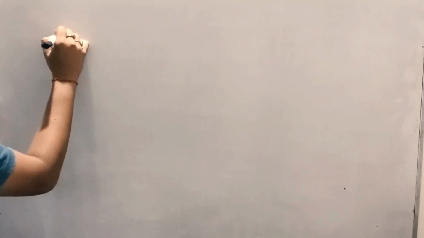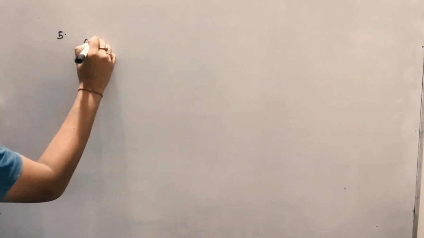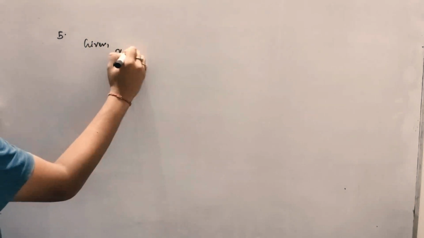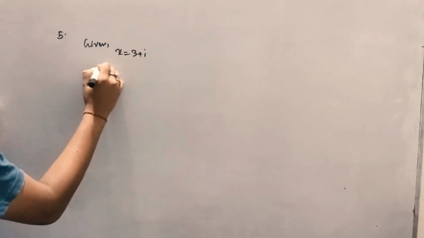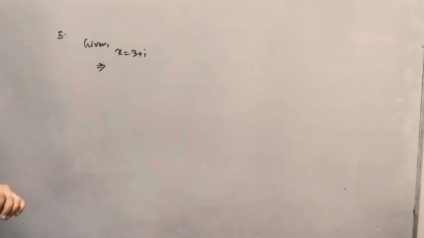Then what we will do? We will divide that dividend, the equation with x to the power 4, by this new equation. Then at last we will apply that same division algorithm and we will get the answer. So this is the step. First step, write the given for question number 5: x is equal to 3 plus i. From this we have to make a quadratic equation.